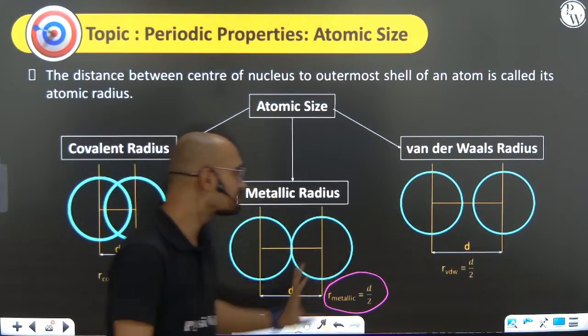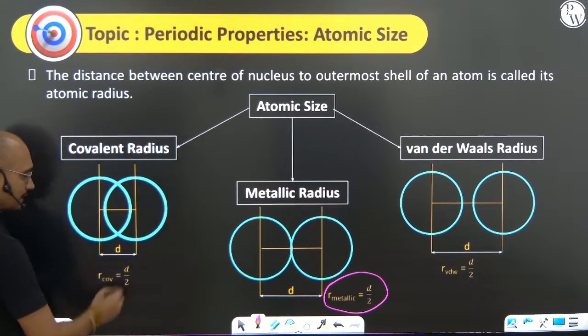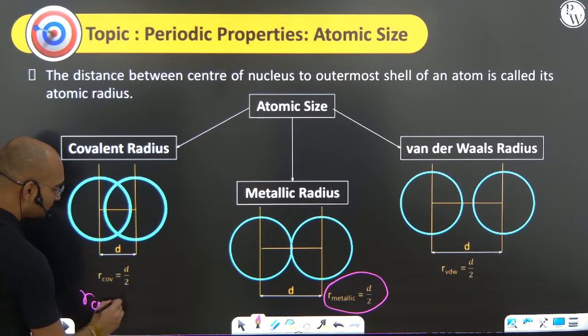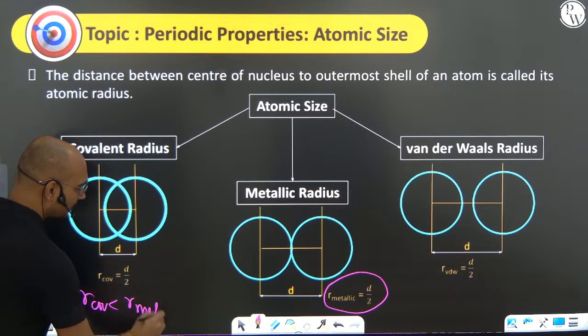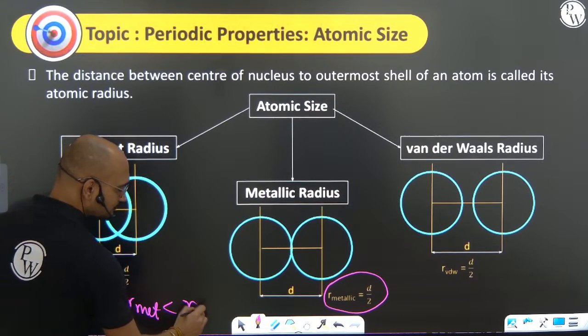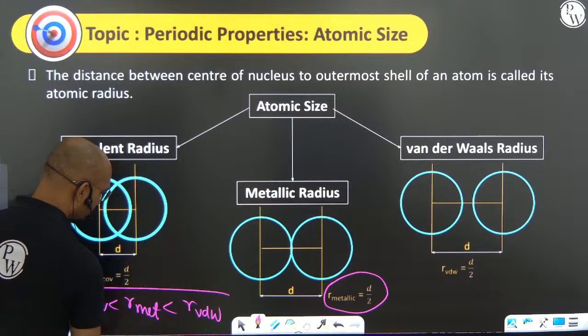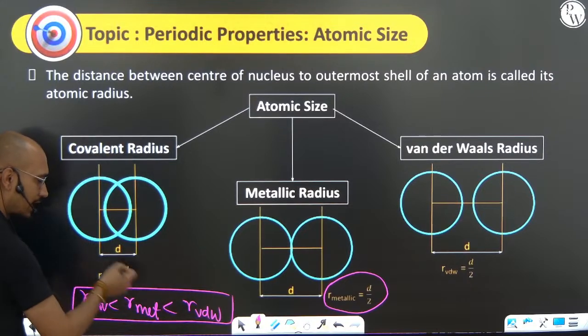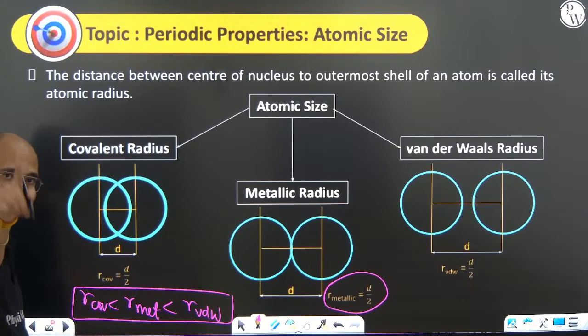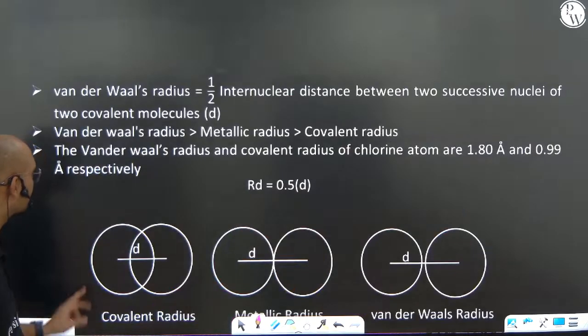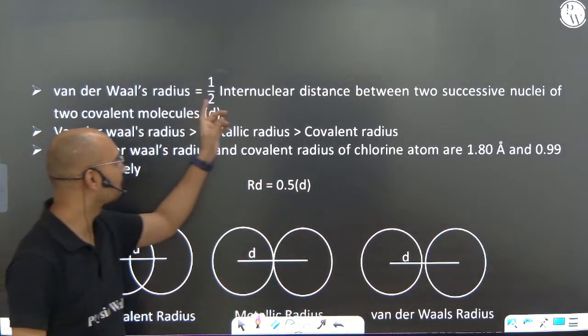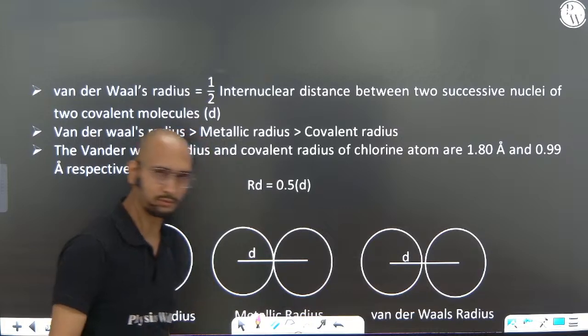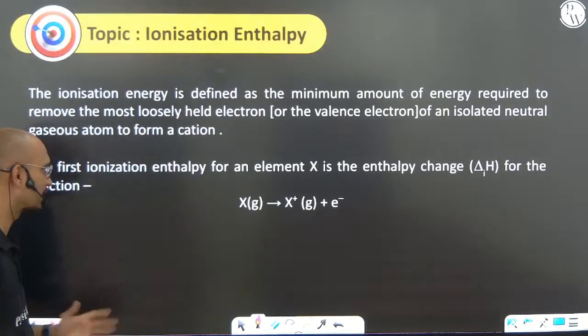Now understand one thing always: R covalent is smaller than R metallic, which is smaller than R van der Waals. Or you can say R van der Waals is more than R metallic, which is more than R covalent. Questions come from here, very important. Here, van der Waals radius is half of the internuclear distance. I think you all know that, not a big deal. We have already studied it.